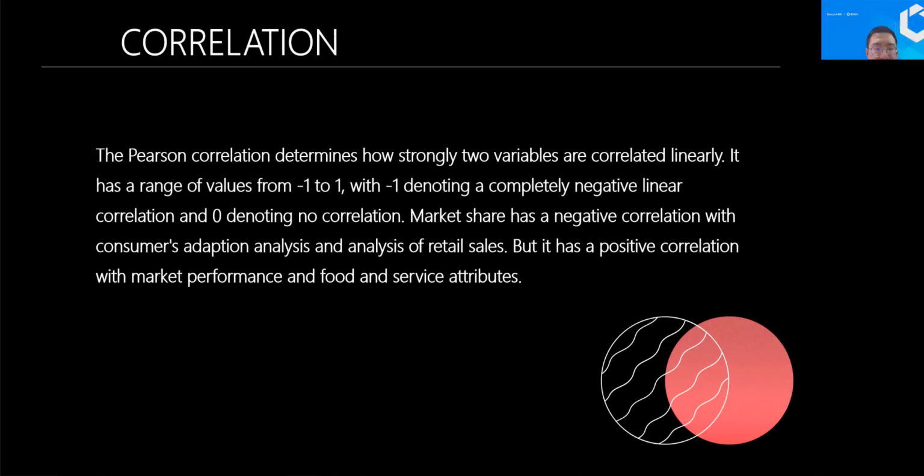Next, correlation. The Pearson correlation determines how strongly two variables are correlated linearly. It has a range of values from -1 to 1, with -1 denoting a completely negative linear correlation and 0 denoting no correlation. Market share has a negative correlation with customers' abandonment in the analysis of retail sales, but it has a positive correlation with market performance and food and service attributes.